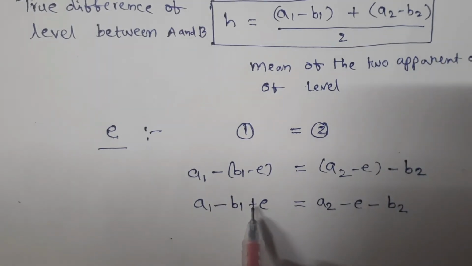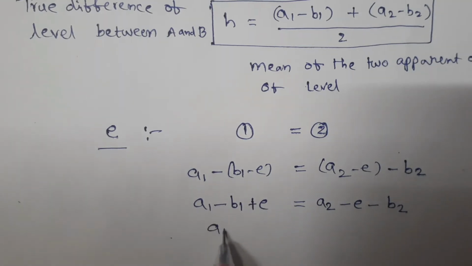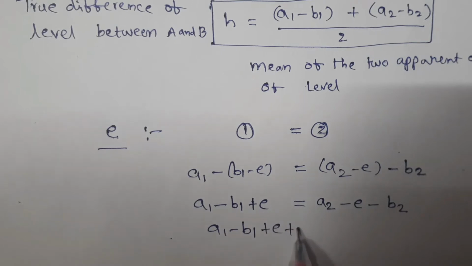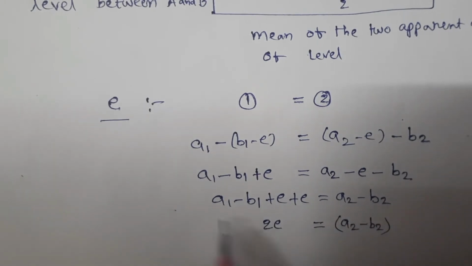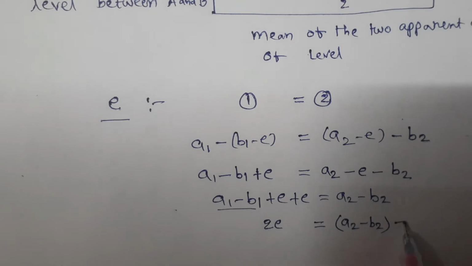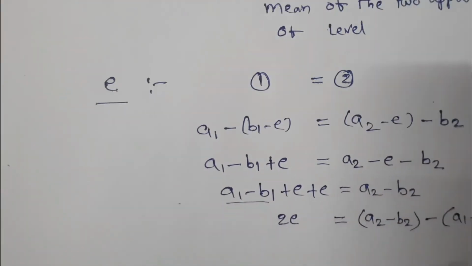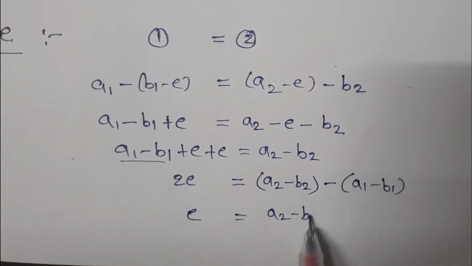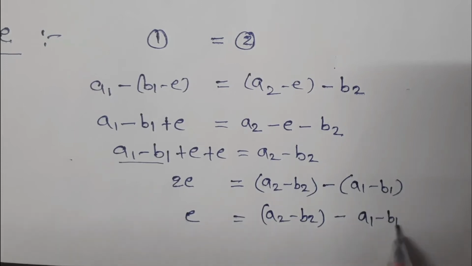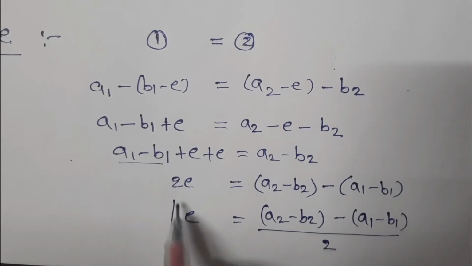A1 minus B1 plus E plus E is equal to A2 minus B2. 2E is equal to A2 minus B2, and you send this factor to this side: minus A1 minus B1. E is equal to A2 minus B2 minus A1 minus B1 divided by 2.